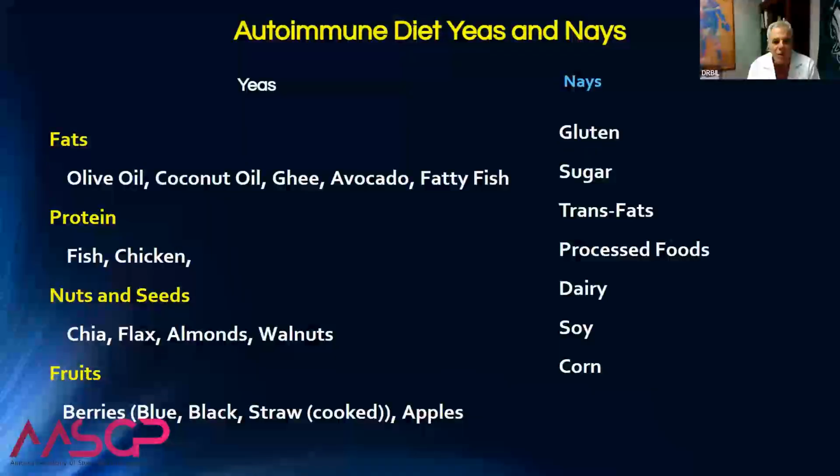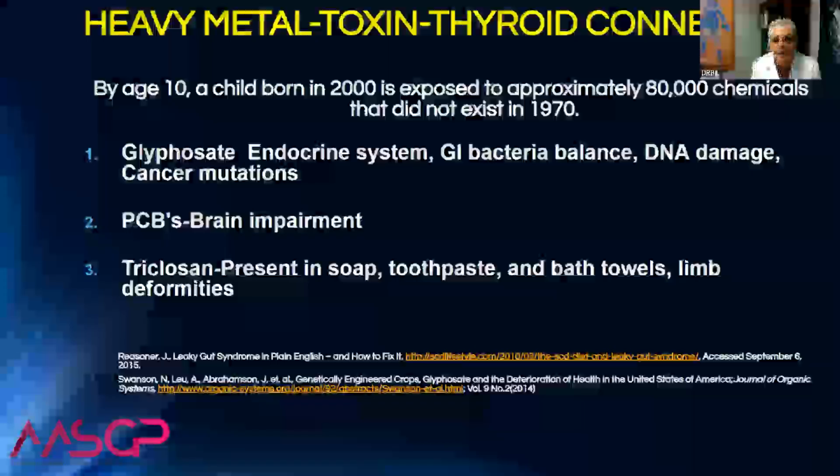Things that are good are your good fats, your coconut oil, avocado oil, fatty fishes, ghee, proteins, fish and chicken, fruits, the berries, blueberries, blackberries, strawberries if they're cooked, apples, seeds, chia seeds, flax seeds, almonds, and walnuts if you don't react to them. Stay away from gluten, sugar, trans fats, processed foods, dairy, soy, and corn. That's your diet. Heavy metals.